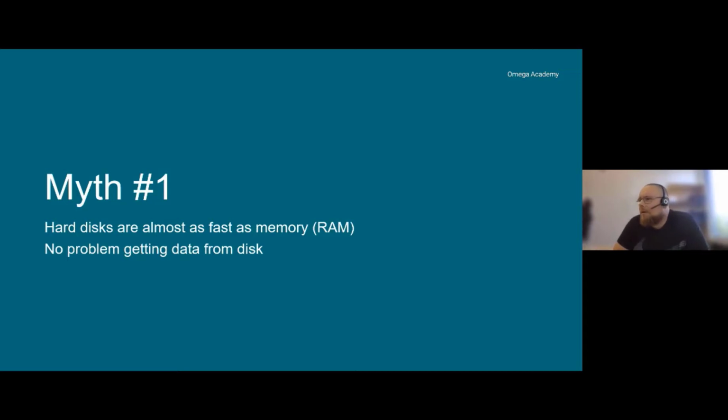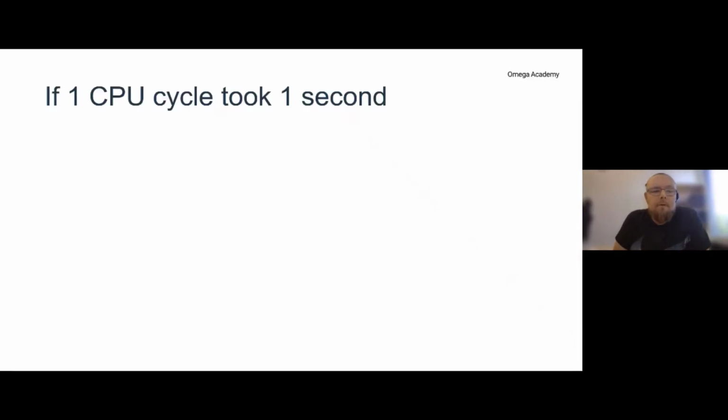Hard disks are almost as fast as memory. Not sure who said this, but I found that a very weird thing to say, but maybe not everyone thinks so. By definition, then, getting data from disk wouldn't be a problem. So let's say that one CPU cycle took 1 second. You with me on the analogy? Yeah, Christian? Sorry, I was muted. Yes.